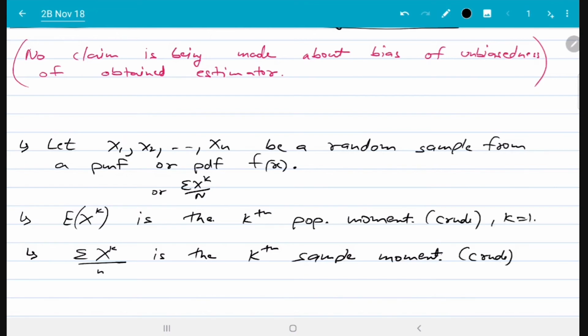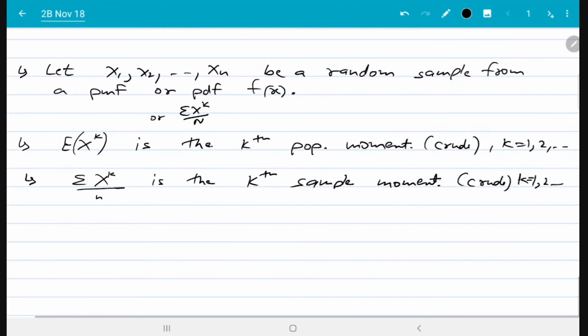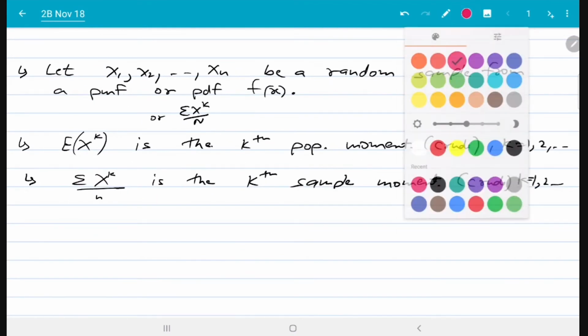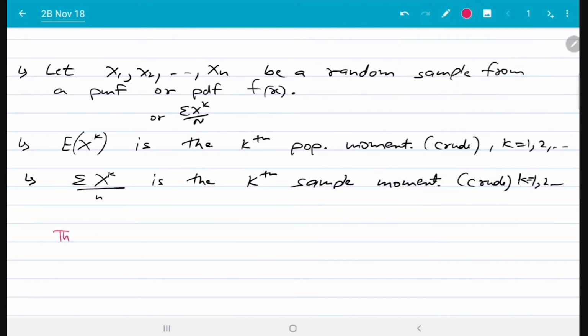Crude, for k equal to 1 to... what do we do in method of moments? Simply, we equate the population moments with sample moments.